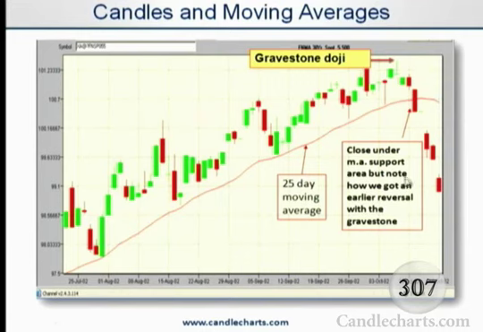So the market closed into the 25-day moving average because they were using it as support. And obviously their candle lines are green and red instead of white and black. But the first indication of a potential turn came with that gravestone doji. So it's a potential early reversal, but the confirmation came on the close under the 25-day moving average, because that's the moving average they found that worked well. And indeed, looking at this, you can see it does.